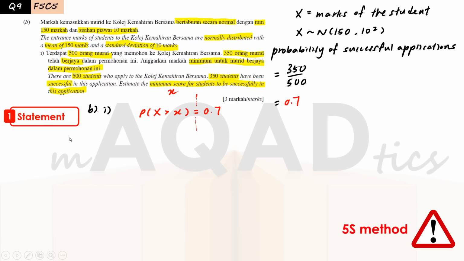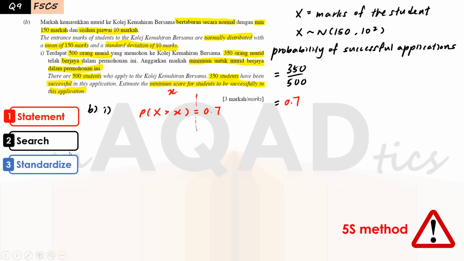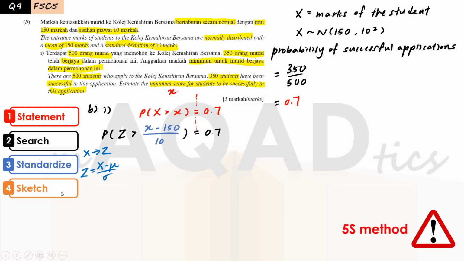Alright, so the second S is to search our parameters, which we have already done. The third S is to standardize. So standardize meaning I'm going to change X to Z. So X is the normal distribution, Z is the standard normal distribution. Alright, so we are going to use this formula: X minus the mean divided by the standard deviation. So X here is the small x, right? Mu is 150, standard deviation is 10. Okay, and then we can go to the fourth step, which is to sketch.